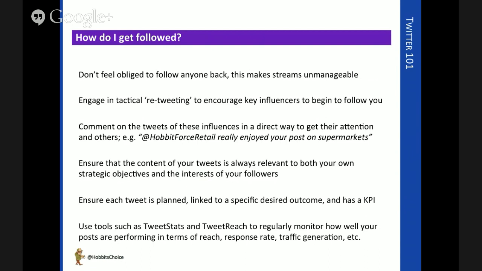Make sure that the content of your tweets is relevant, not just to your strategic objectives, but to your followers too. If you set up an account to tweet about the retail sector, don't start tweeting about, I don't know, computer manufacturing or something completely irrelevant to the sectors you're normally working in. Keep the content focused, make sure each tweet is planned, and link it to a desired outcome, a KPI. So if you're tweeting to promote a rock concert, for example, because you're in the entertainment industry, you want to have a KPI that is, well, how many tickets were subsequently sold as a result of my Twitter traffic.